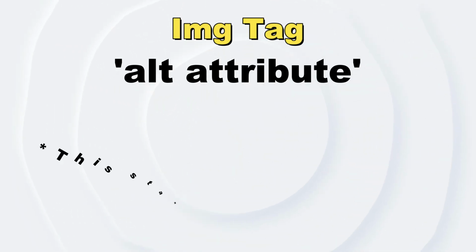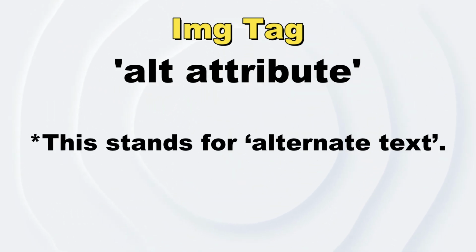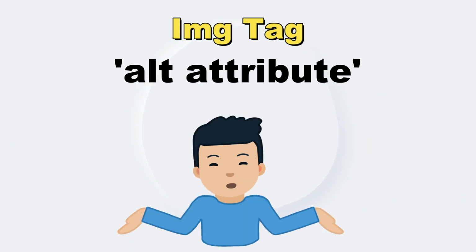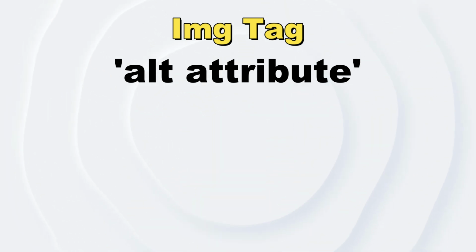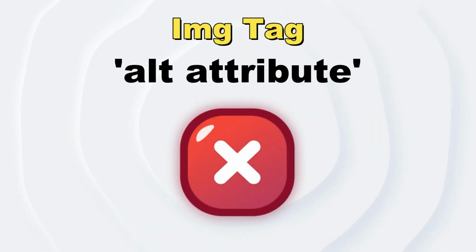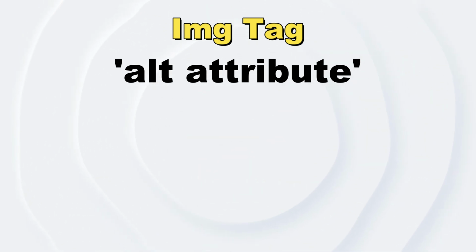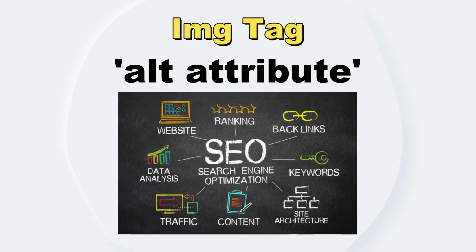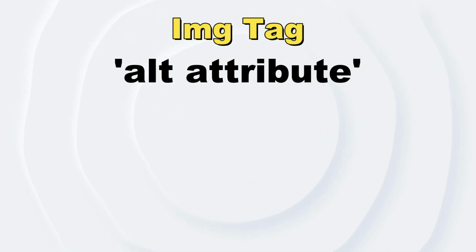Alt attribute. This stands for alternate text. Well, why do we need it? If the image fails to load for any reason, the alt text will be displayed so users know what was supposed to be there. It's also super important for SEO because search engines read this text to understand your images. It helps screen readers for visually impaired users to know what the image is about, making your website more accessible.